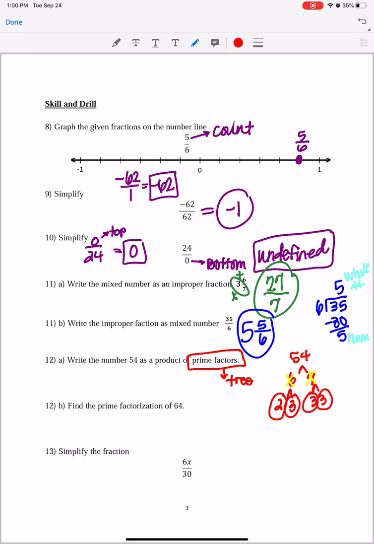So you can write this one of two ways. You can either go 2 times 3 times 3 times 3. That's perfectly fine. Or you can write it in exponential notation, which is 2 times 3 cubed, since you have 1, 2, 3 3s. Okay, both of those work.